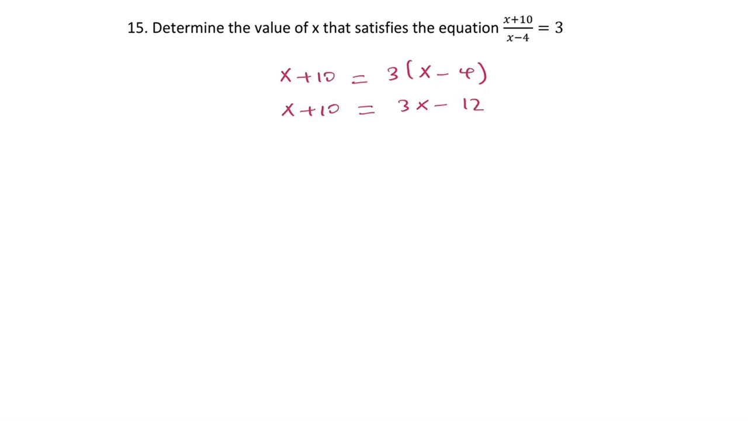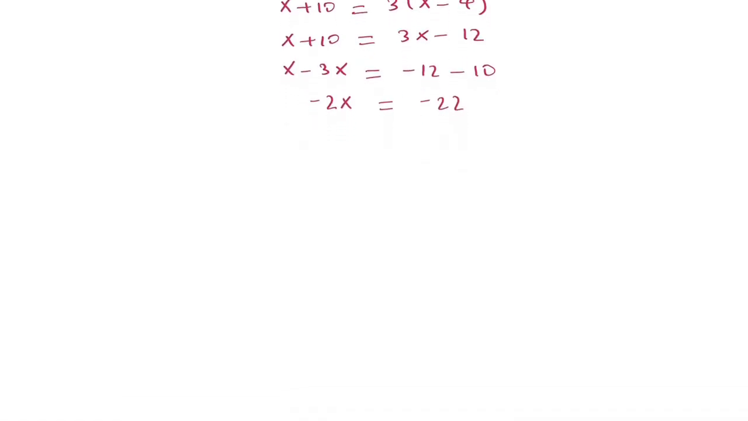Let us now collect the like terms. Then we have x - 3x = -12 - 10. Solving this, we have -2x = -22. Now let us divide by -2 on both sides. Then we have x = -22/-2, which equals 11. And this is going to be our answer.